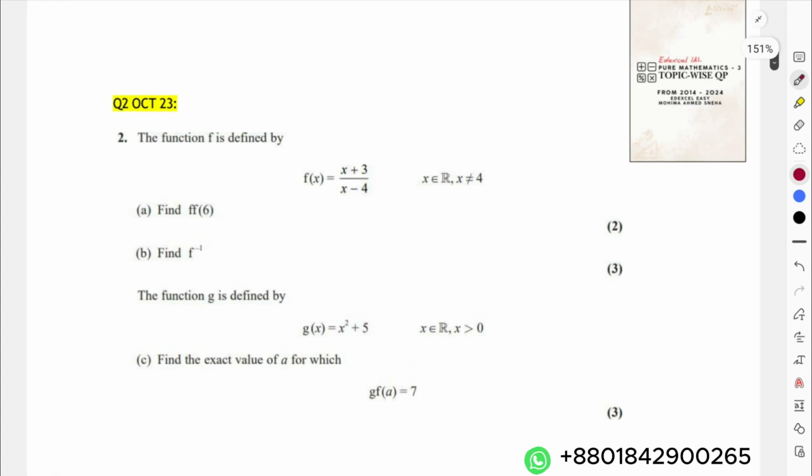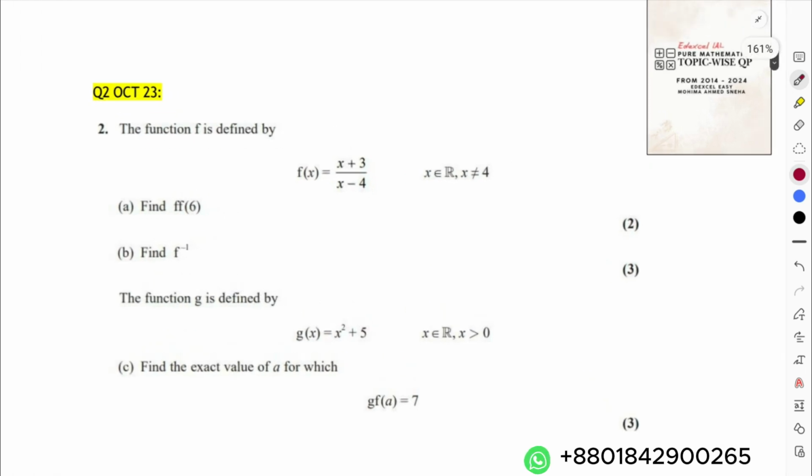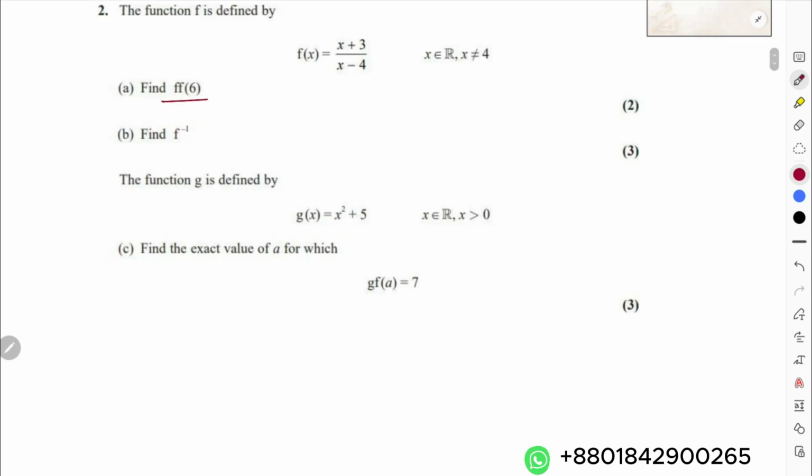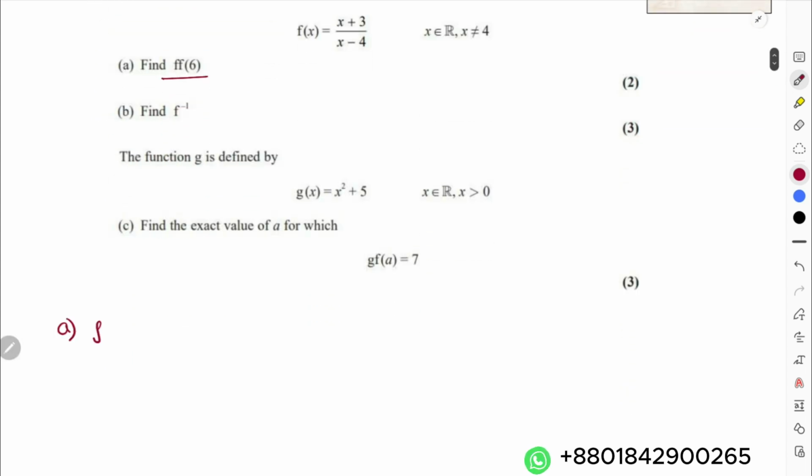This is your October 2023 question 2. There again they're asking for f of f of 6. That means f of f of 6 means I have to just insert f of 6 into the f of x equation. So let's first calculate f of 6 separately. f of 6 is 6 plus 3 over 6 minus 4. 6 plus 3 is 9, 6 minus 4 is 2, so it's going to give you 9 over 2.